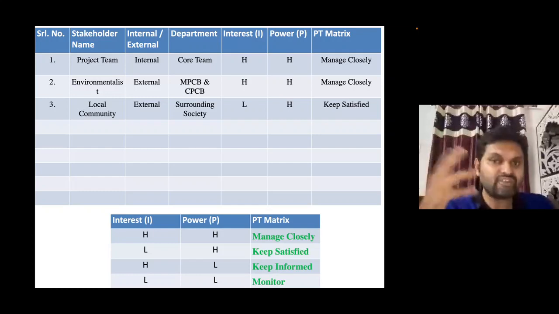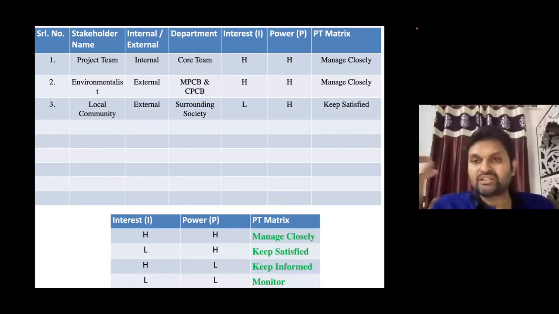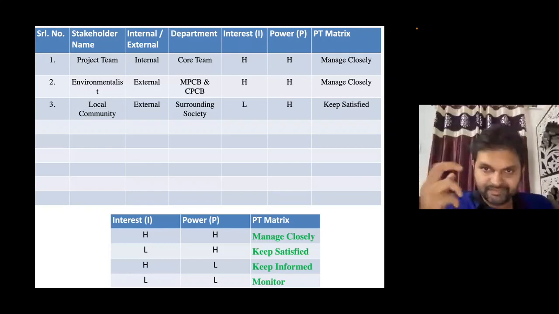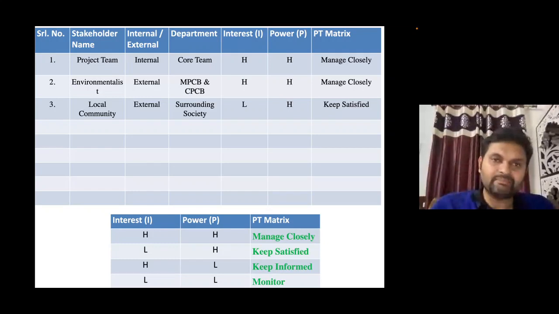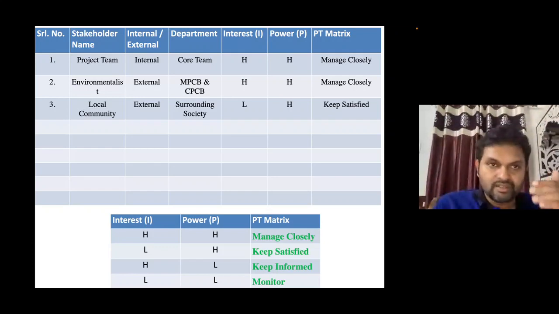Next, any relevant department. This may not be possible for all stakeholders, but if a department is there, I need to coordinate with them. Then I find out their interest and power, and on the basis of that, what the PI matrix suggests. Take the case of the project team. The project team is part of my internal stakeholders. Department is the core team. The project team has high interest and high power. You can see at the bottom, high interest, high power means manage closely. Low interest, high power is keep them satisfied. High interest, low power means keep them informed, and low power and low interest means monitor them.